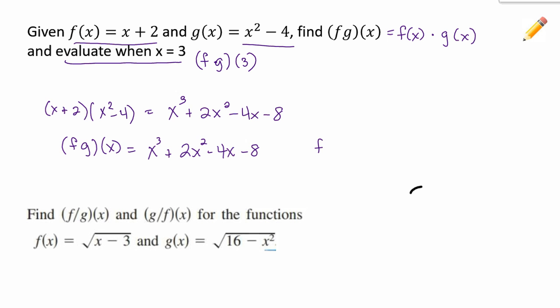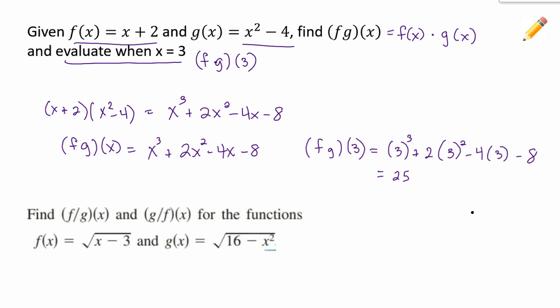So then fg of 3, I'm going to plug in 3 everywhere there's an x. Calculator says I get 25. Hopefully that's correct. And again, you could have gone back here and found f of 3 and multiplied that by g of 3. But let's double check. f of 3 is 5 times g of 3 is 3 squared is 9 minus 4. Sorry, got ahead of myself. So this would end up being 5 times 5. So yeah, I like 25 for my answer.